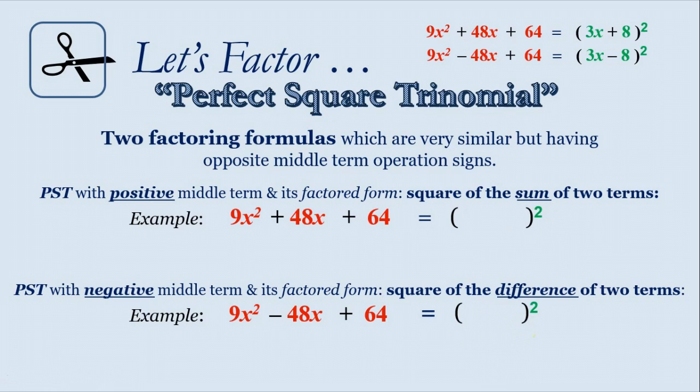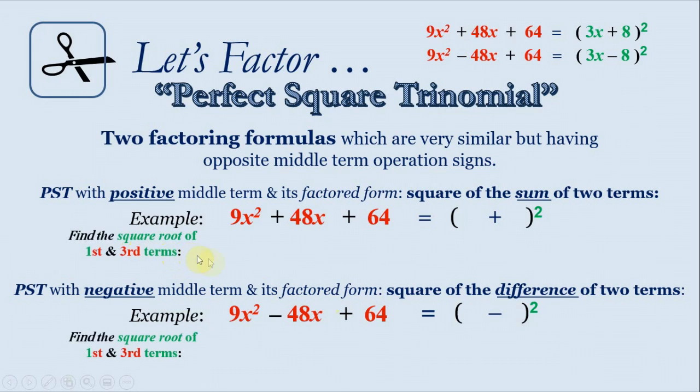The second step, write the operation sign. If the middle term has a plus sign, then write a plus sign in the middle of the blank parenthesis pair. If the middle term has a minus sign, then write a minus sign. Let's do the third step. Find the square root of the first and also the last term.